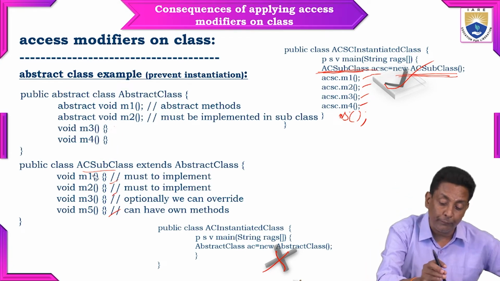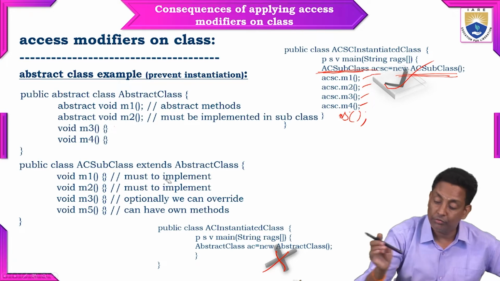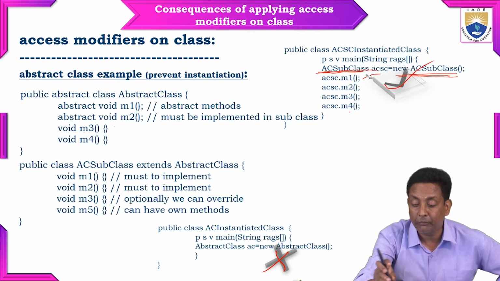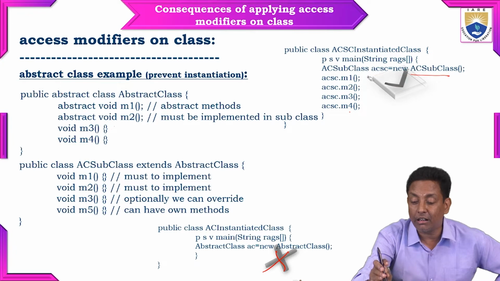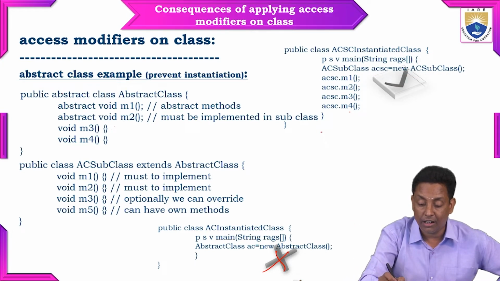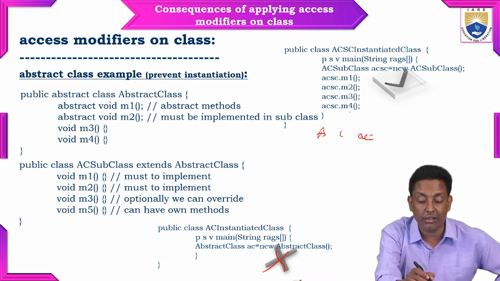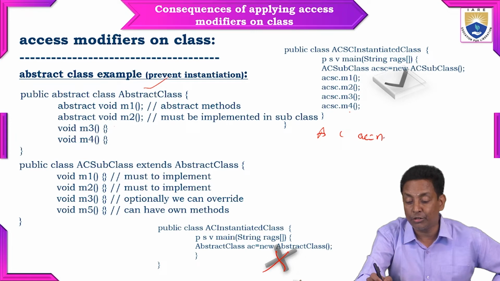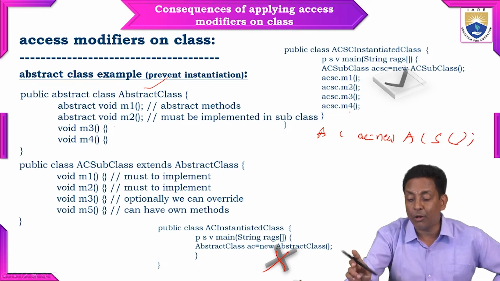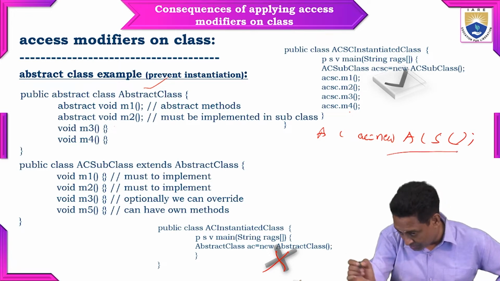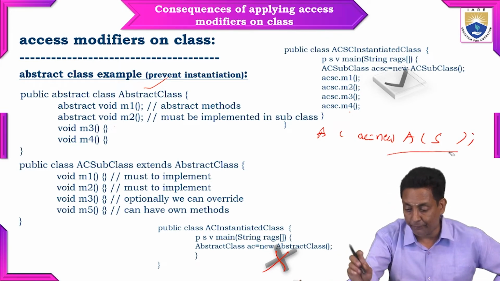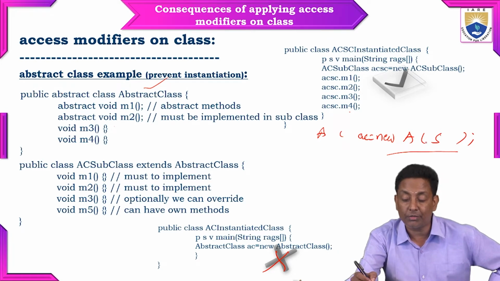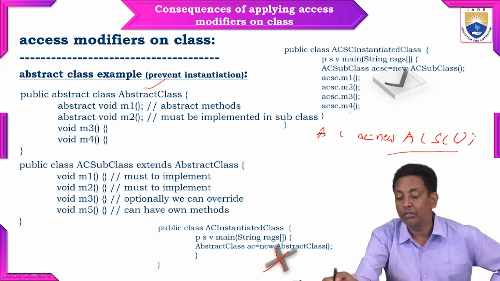Suppose you instantiate abstract class subclass and take the reference into abstract class. AC is equal to new abstract class subclass. Is it possible to take the subclass object? This is subclass object creation, right? ACSC, abstract class subclass. Yes.